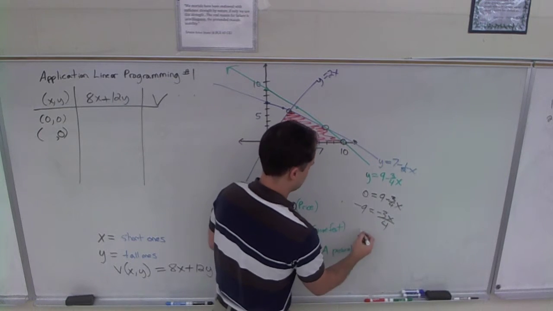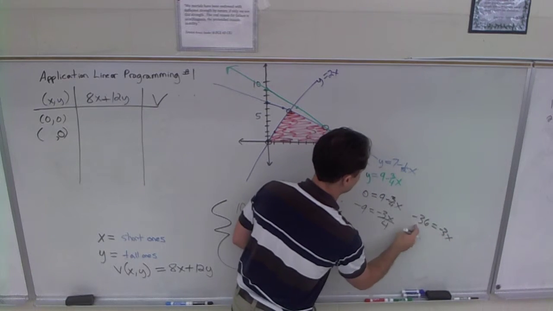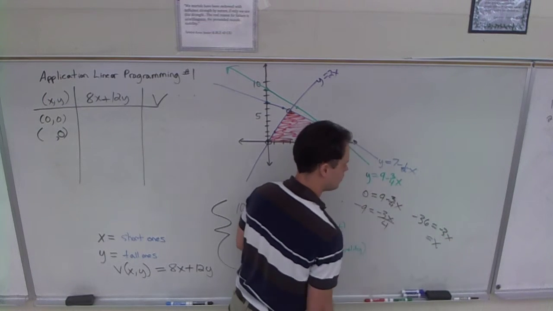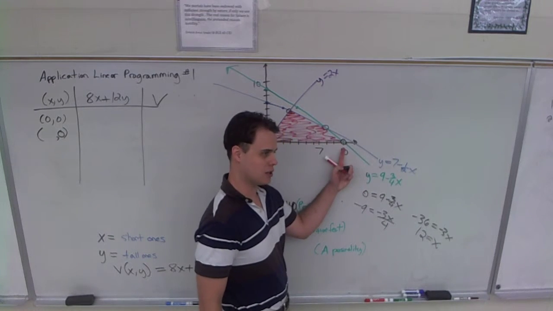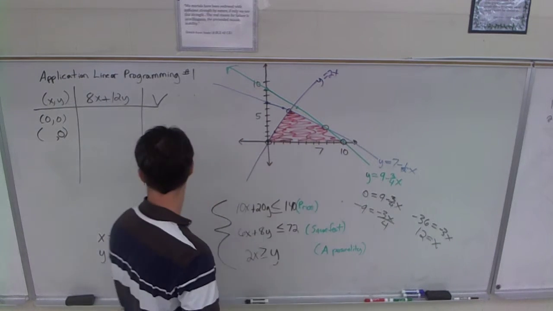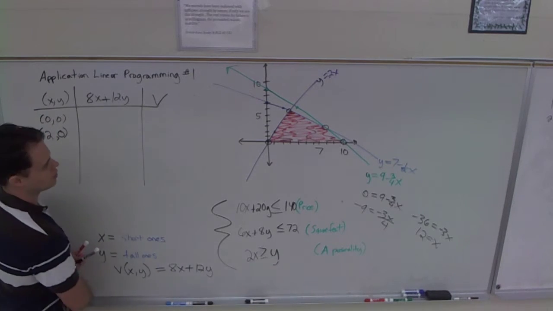Times 4, times 4. Divide by -3, divide by -3. What's that going to be? 12. Was my picture perfectly accurate? No, it was not. I wouldn't expect yours to be either. 12 is that corner. Okay.